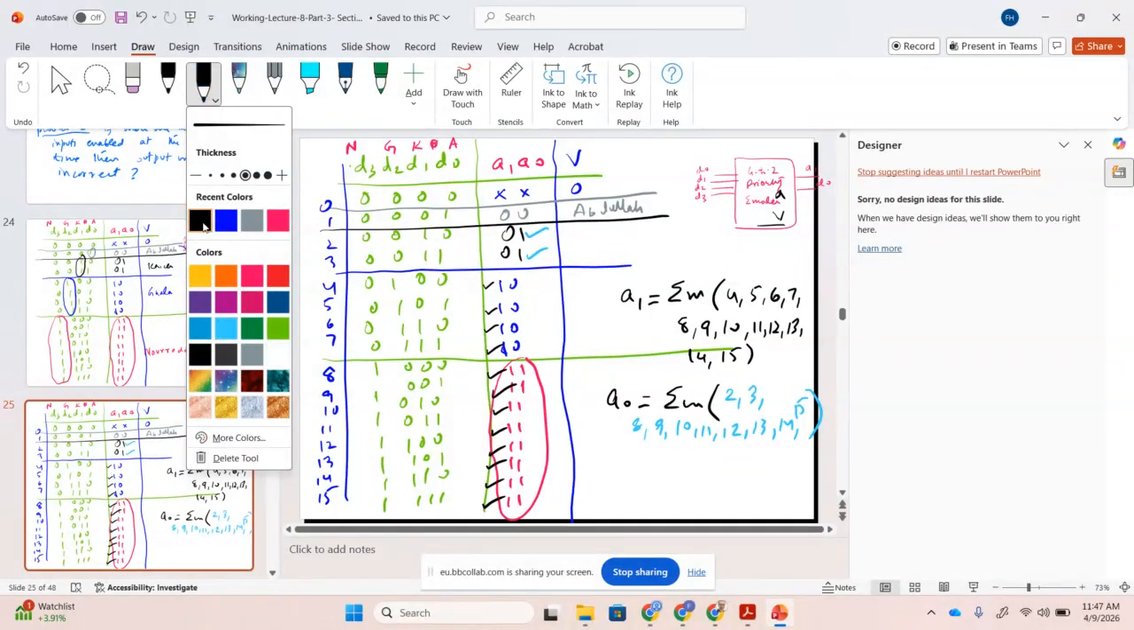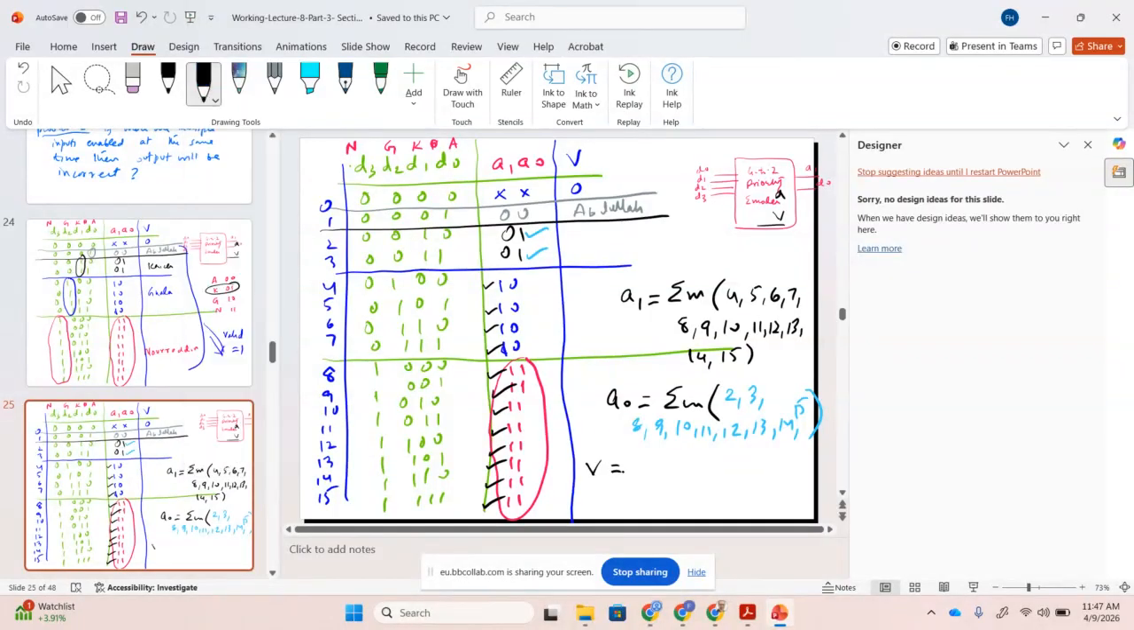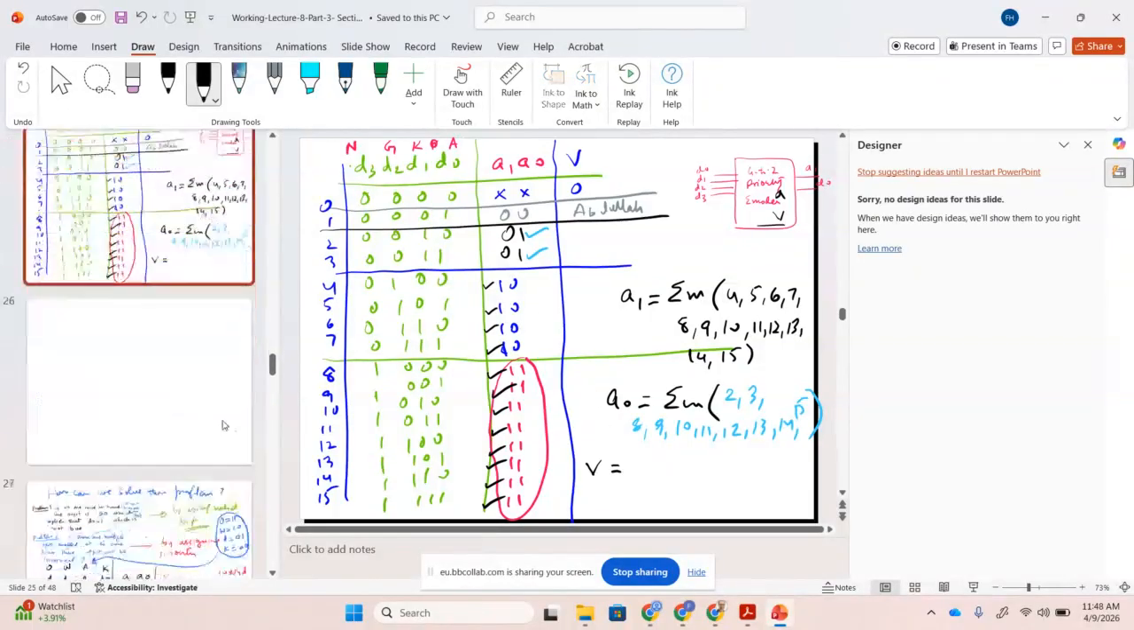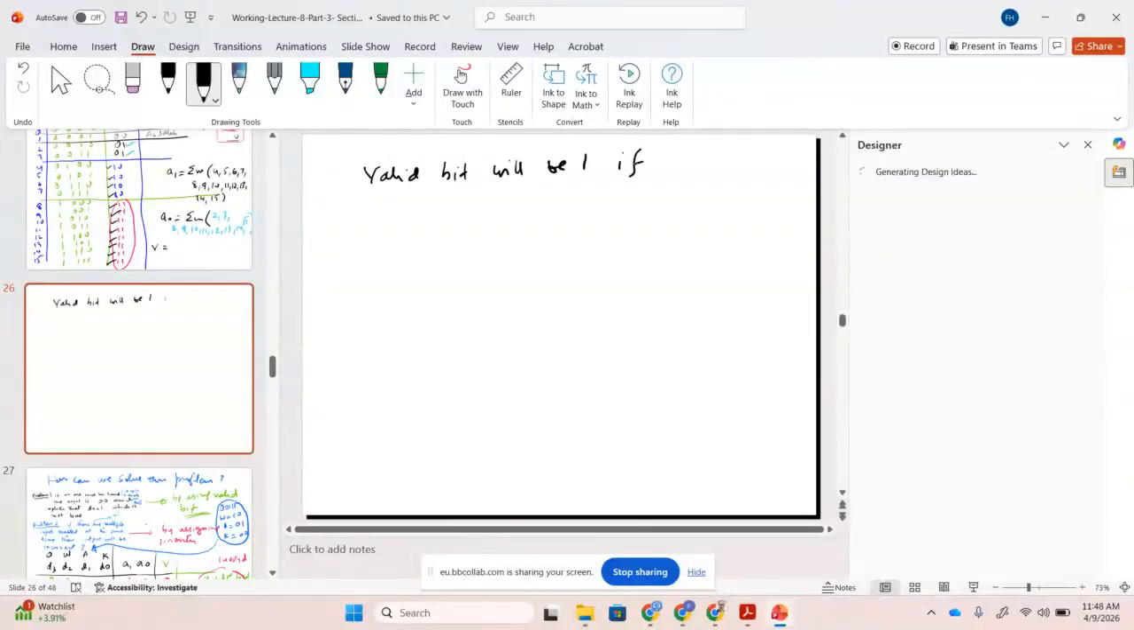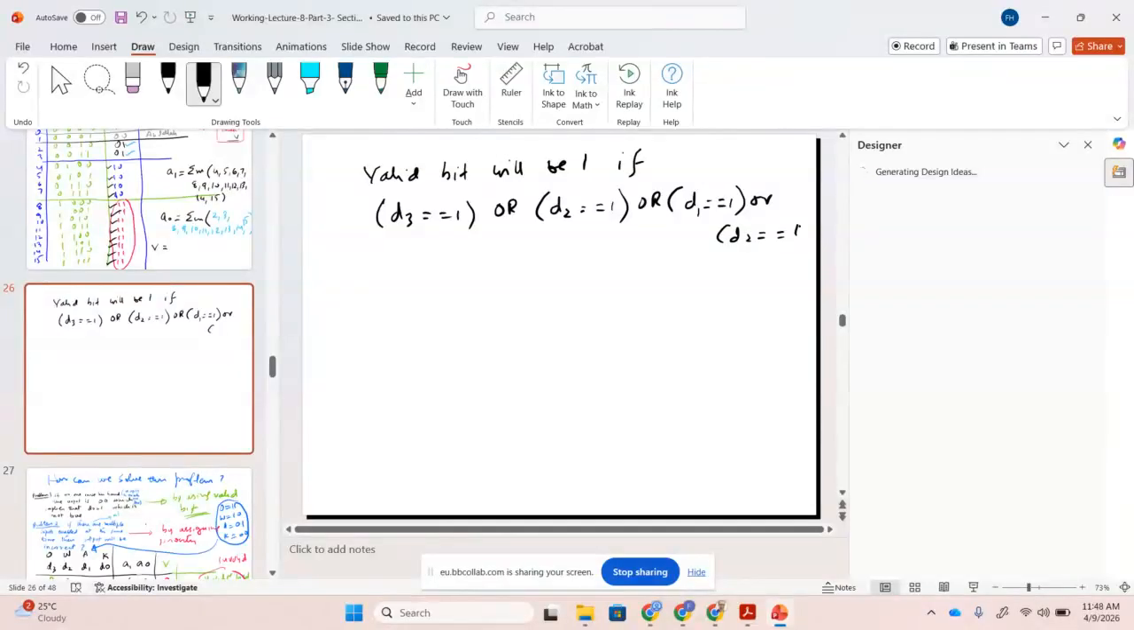Now, what will be the value of the valid bit? I can directly derive the expression using a logical explanation. So valid bit will be 1 if d3 is equal to 1 or d2 is equal to 1 or d1 is equal to 1 or d0 is equal to 1. So what is V? V is actually d3 plus d2 plus d1 plus d0. This is the expression.